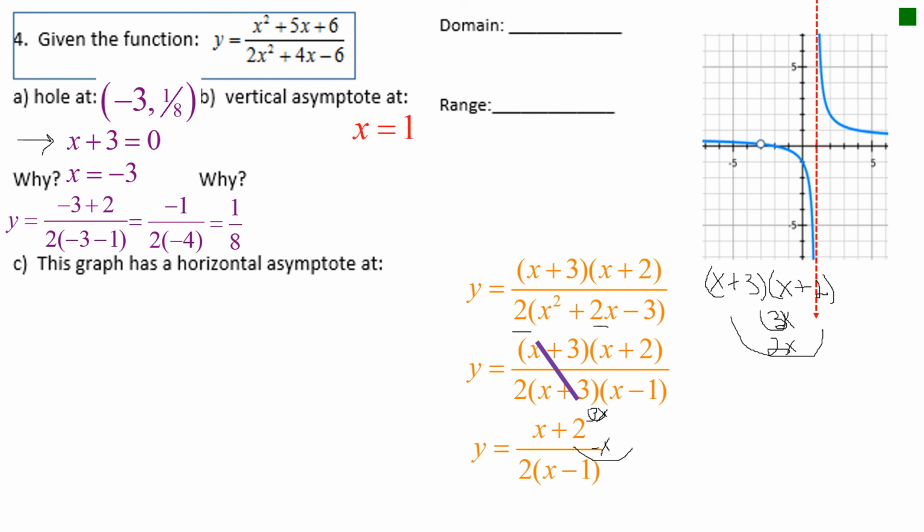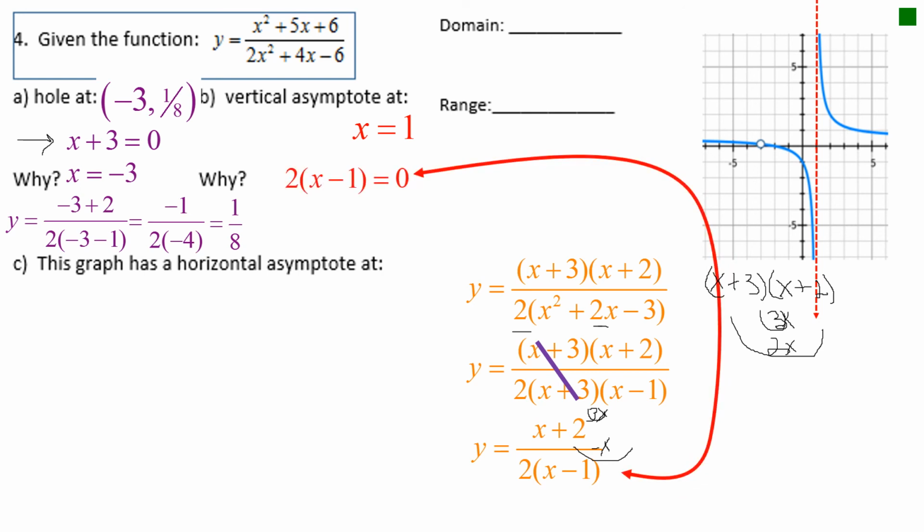Vertical asymptote, I set the denominator equal to 0. I canceled out x plus 3, so that's not a part of my denominator anymore. What's a part of my denominator is 2 times x minus 1. I divide both sides by 2, and I get x minus 1 is equal to 0. So I get x is equal to 1. Vertical asymptote. Check out the picture over here. That is x is equal to 1.